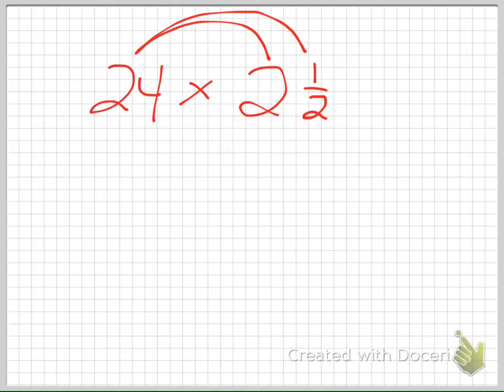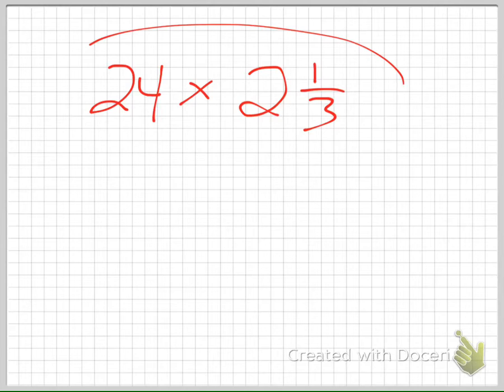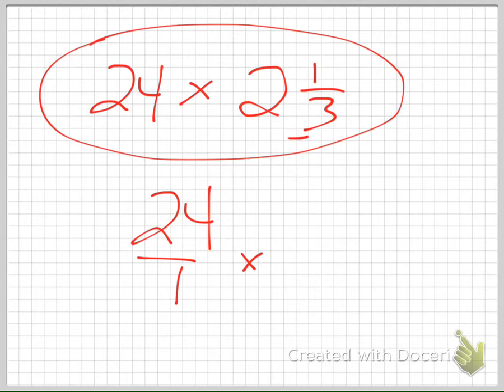I bet you didn't know you could do that before. You see what I'm talking about? What if it was an ugly one like 2 1/3, and all of a sudden you're like, oh, that'll never work. Wait, 24 times 2 is 48. What's 24 times 1/3, or divided by 3? 8. What's 48 plus 8? 56. In your head, you just did it, where you would have looked at that and been like, oh, great. And you'd have gone through 24 over 1 times 7 over 3, and then you don't need to do that. Distributive property is awesome. For real. It's awesome.